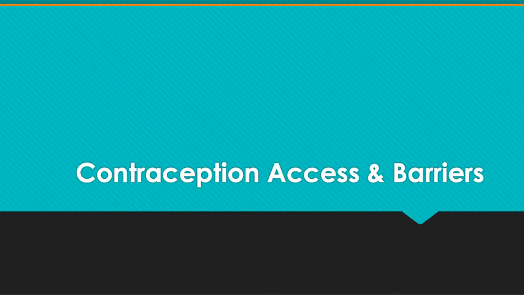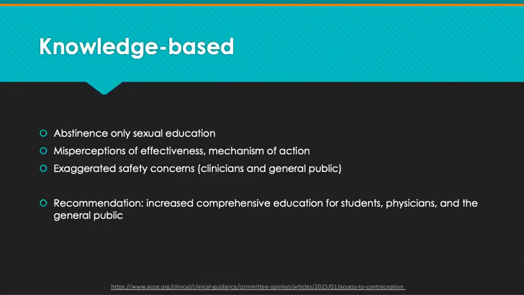For the rest of this video, I will be covering a 2015 ACOG article about barriers and recommendations for improving access to contraception. They found the following major causes of barriers to contraceptive access. These were knowledge-based, legal and legislative climate, cost and insurance, unnecessary medical practices, institutional and payment-based, and inequities. First, we will talk about knowledge deficits.